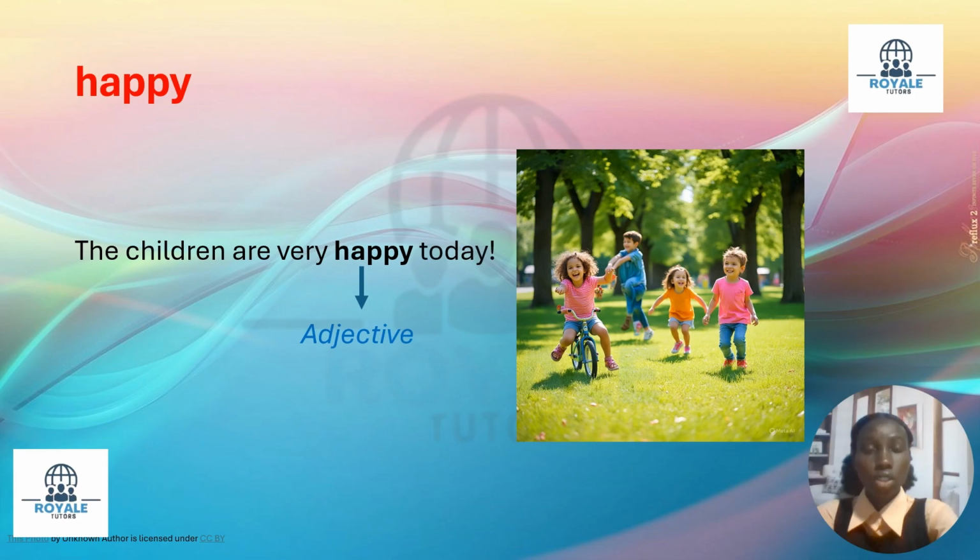Now, you're trying to tell us more about what you see in the picture. Aside the word happy, you can use more words to describe the children. You can also say the children are very excited today. That is the usage of adjectives when it comes to you describing nouns. So if you look at my arrow here, my arrow is telling us that the happy here is an adjective.